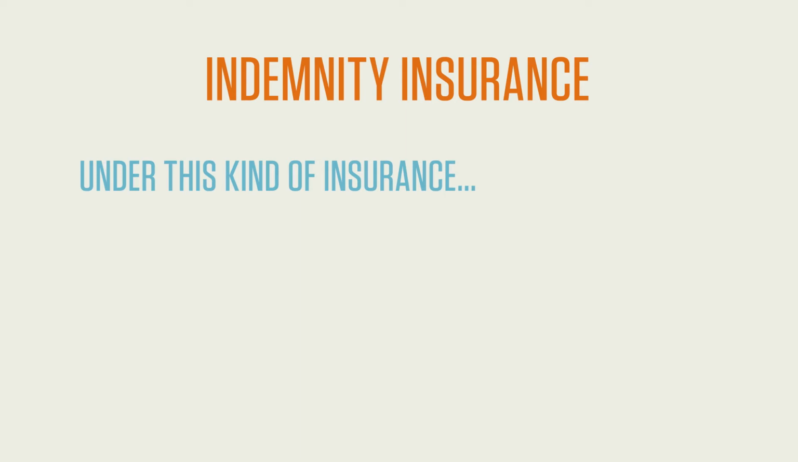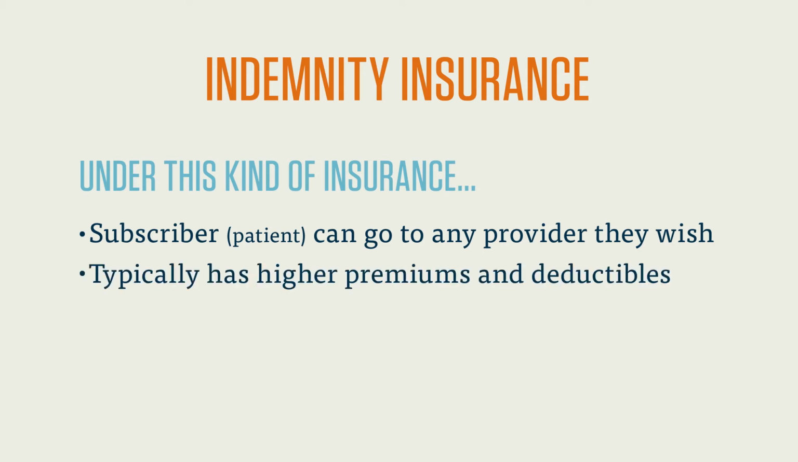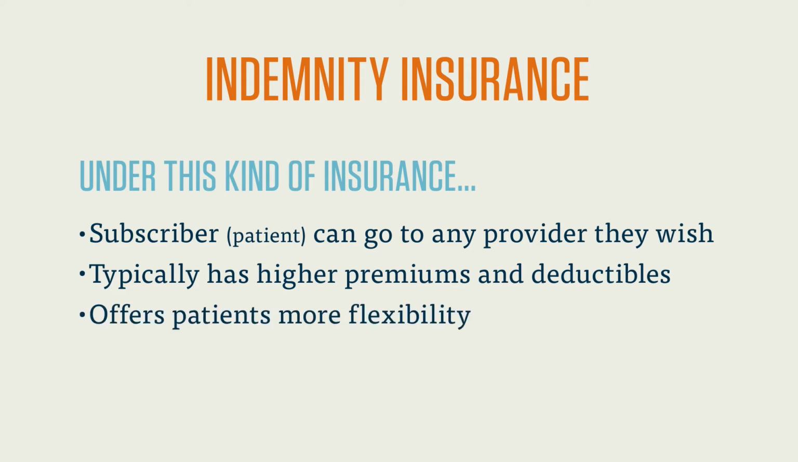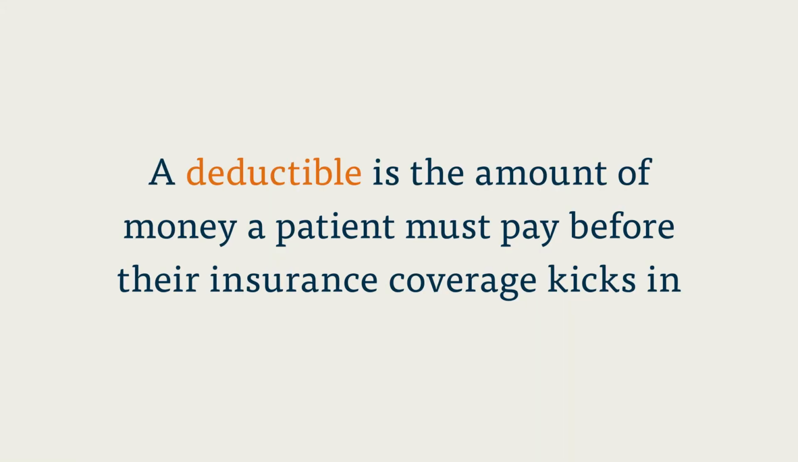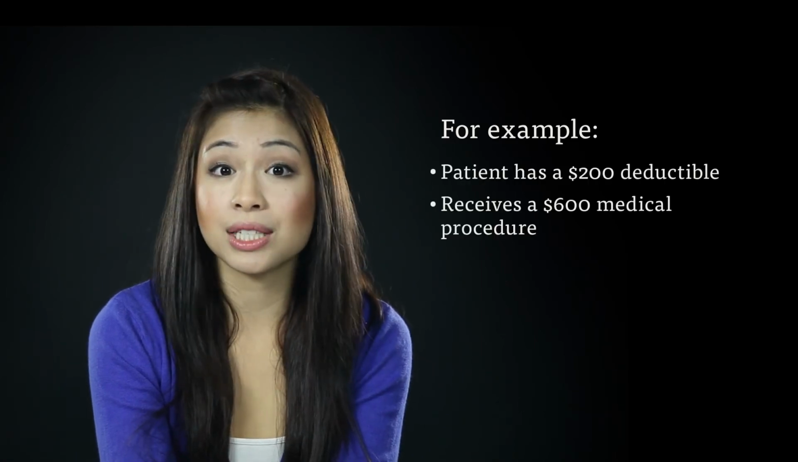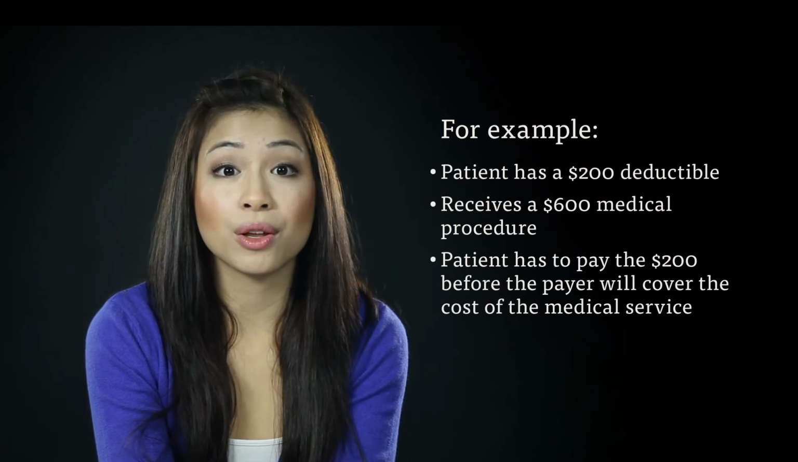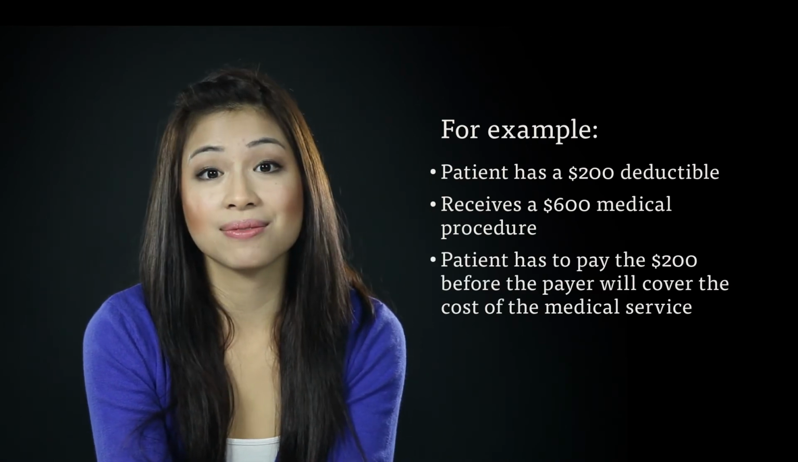The most basic type of insurance is indemnity insurance. Under this kind of insurance, a subscriber, the patient, can go to any provider they wish. Indemnity insurance typically has higher premiums, the monthly or annual membership fees charged by the insurance company, and deductibles, but offers patients more flexibility. A deductible is the amount of money a patient must pay before their insurance coverage kicks in. For example, if a patient has a $200 deductible and receives a $600 medical procedure, that patient has to pay the $200 before the payer will cover the cost of the medical service.